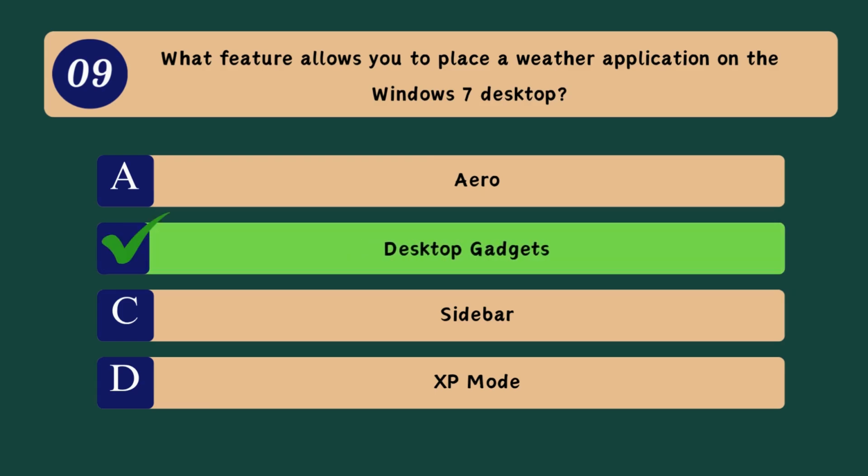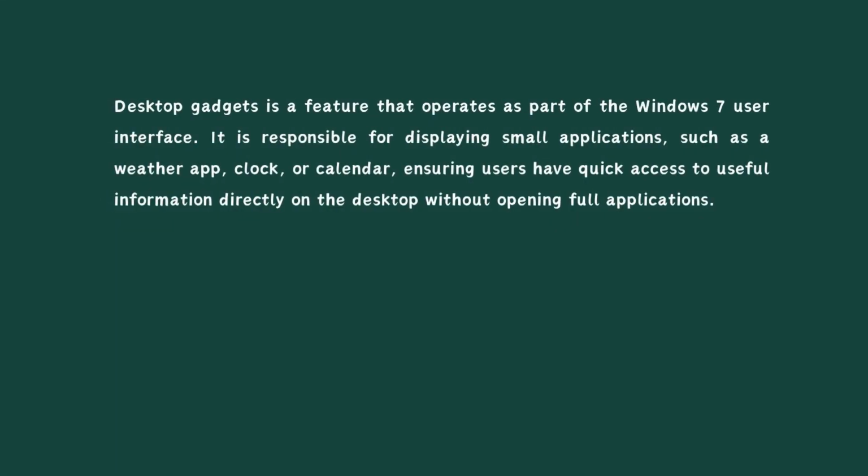Correct answer: B. Desktop Gadgets. Desktop Gadgets is a feature that operates as part of the Windows 7 user interface. It is responsible for displaying small applications, such as a weather app, clock, or calendar, ensuring users have quick access to useful information directly on the desktop without opening full applications.